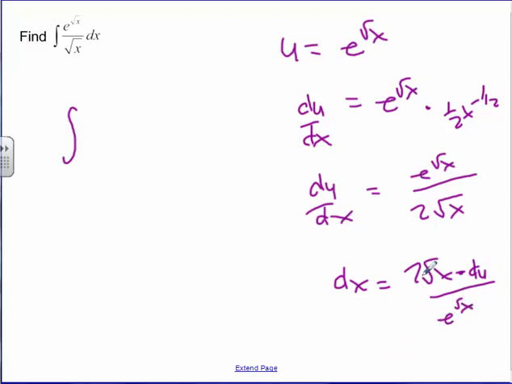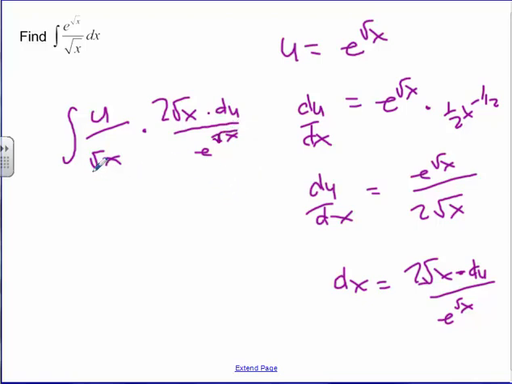So if I do that, let's do some substituting. This e to the root x up there is a u. I still have my root x on the bottom. And I'm now going to times it by dx, which I've, through a long process, determined to be 2 root x times du. And then I've divided it all by e to the root x.